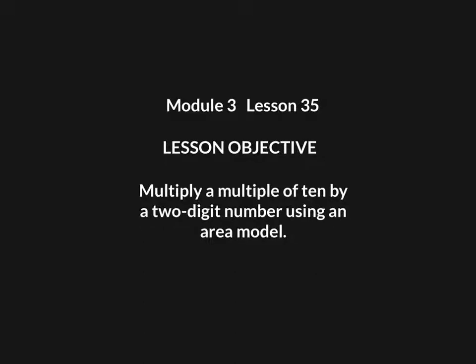Mrs. Albright here, and tonight we are working on Module 3, Lesson 35. Our objective is to multiply a multiple of 10 by a two-digit number using an area model. So we're doing the same types of problems as we did yesterday, but practicing with an area model, which will really help us as we get into larger, more complex multiplication problems. So make sure you have your scratch paper or a whiteboard so that you can work along with me. And let's get started.